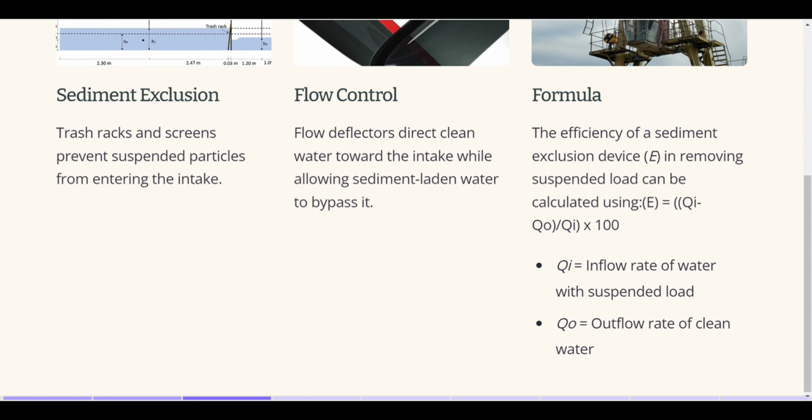Formula. The efficiency of a sediment exclusion device in removing suspended load can be calculated using the formula shown. G equals inflow rate of water with suspended load, CO equals outflow rate of clean water.